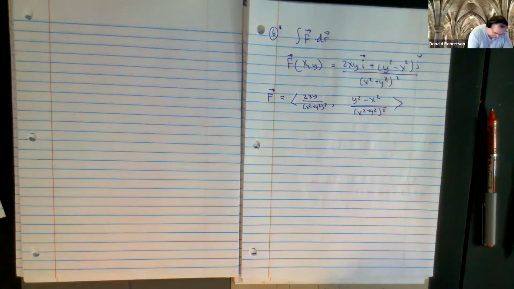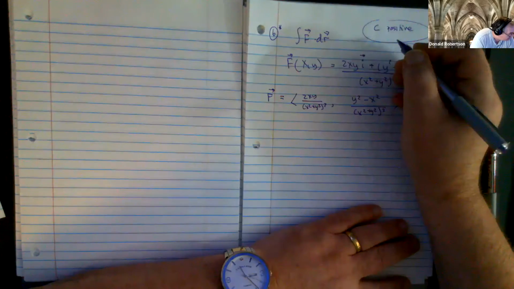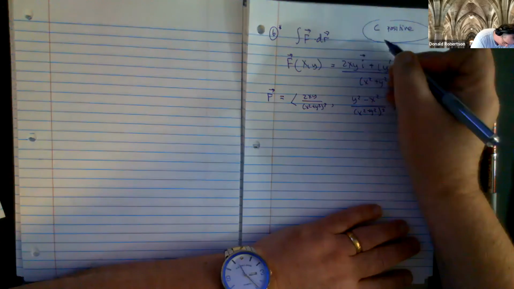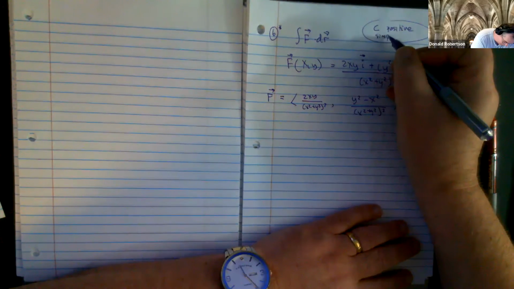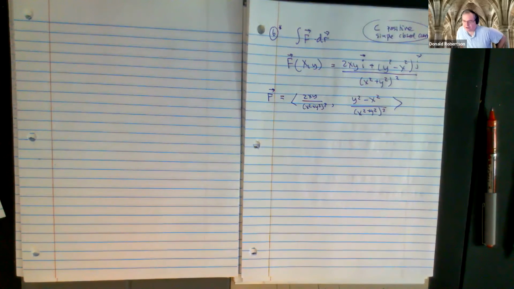And it tells us that C is positively oriented and that it is a simple closed curve. But no mention of what the curve is. Right? It could be a circle, could be an ellipse, could be a triangle. All I know is that it's simple closed. Oh, and they mention it goes around the origin, which actually doesn't really matter. And we got this guy.